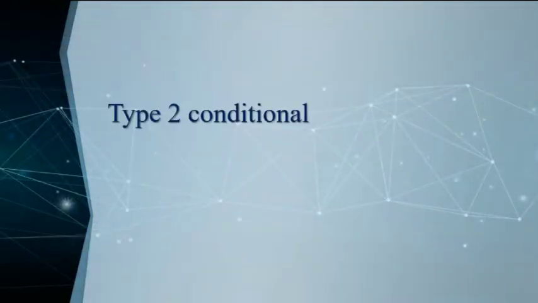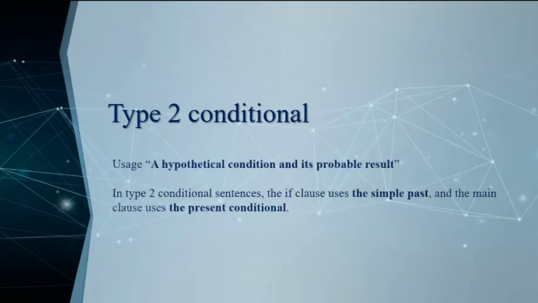So the next is the type 2 conditional. The type 2 conditional is used to refer to a time that is now or any time, and a situation that is unreal. The sentences are not based on fact. The type 2 conditional is used to refer to a hypothetical condition and its probable result. In type 2 conditional sentences, the if clause uses the simple past and the main clause uses the present conditional.